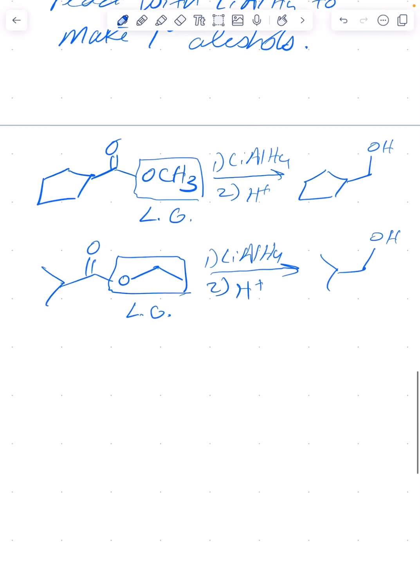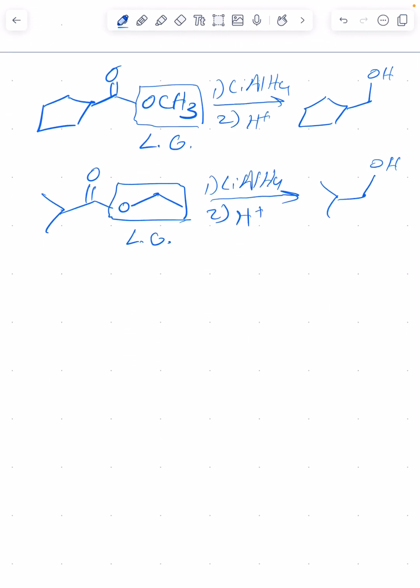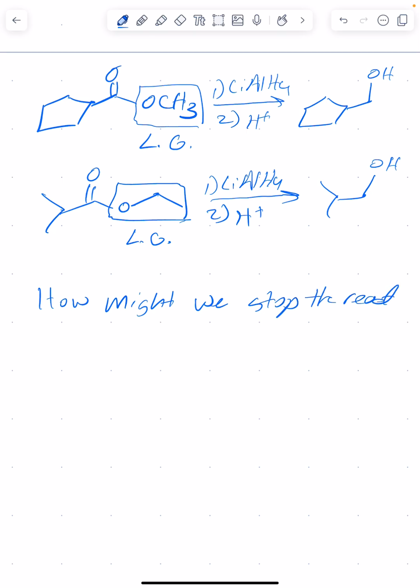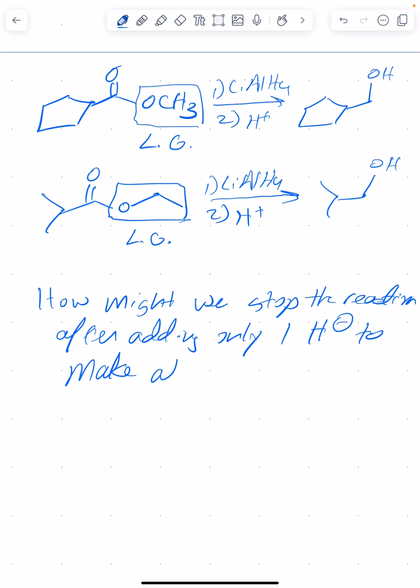Now, synthetic chemists have wondered, well, what if I don't want to go all the way down to the alcohol? What if I would like to stop at the aldehyde? So that's a reasonable question. How might we stop the reaction after adding only one H- to make aldehydes? Because that could be synthetically useful, because we've seen an awful lot of reactions we can do with aldehydes, and we're one oxidation state away from that with esters and carboxylic acid. So is there a way to do this?